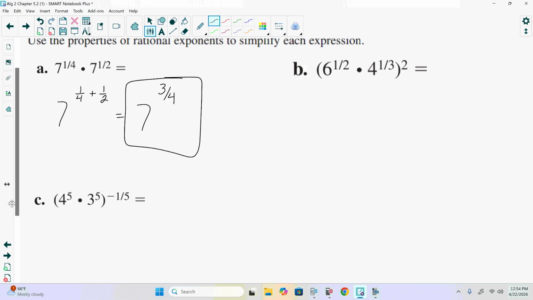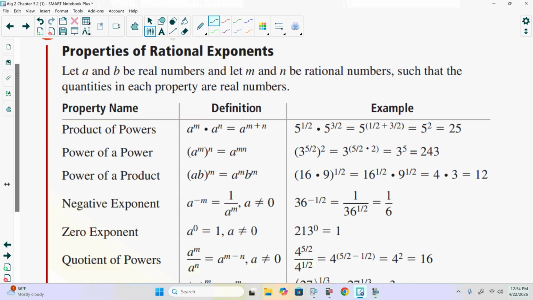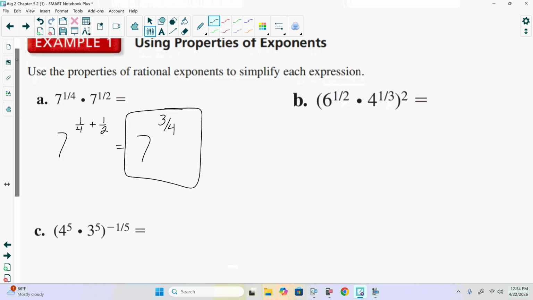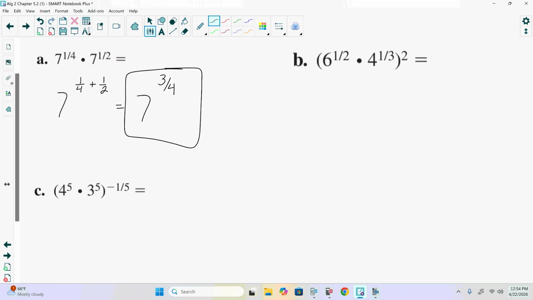Questions on A? B, we have a few things going on. One, we have a power of a product. We have two things multiplied together to a power, so we're going to apply that power to both of them. So we're going to have 6 to the 1/2 to the second times our 4 to the 1/3 squared. We're applying that power of 2 to both terms.